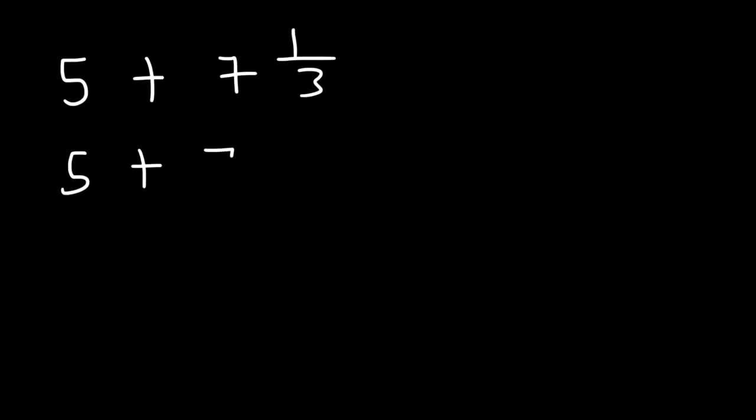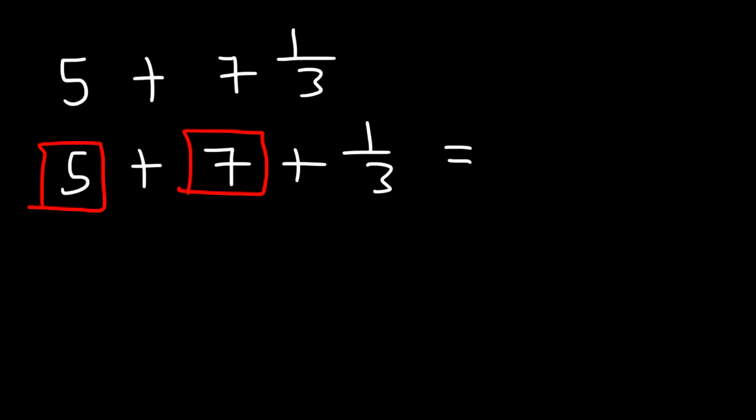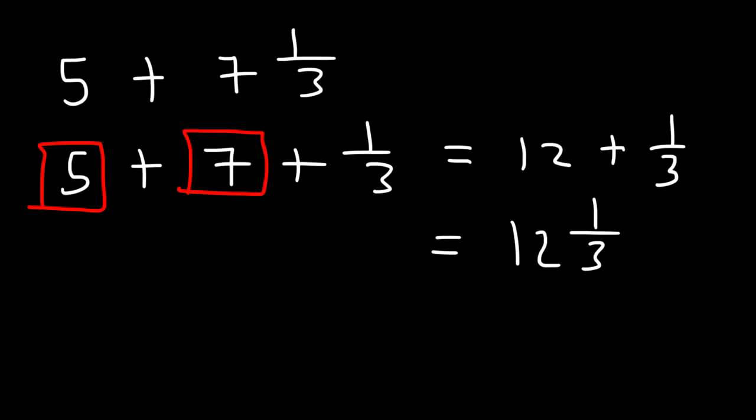Now let's work on a similar example. Try this one, 5 plus 7 and 1/3. So 7 and 1/3 is 7 plus 1/3. So we can add 5 and 7 together. So 5 and 7, that's going to add up to 12. And so 12 plus 1/3 is just 12 and 1/3.